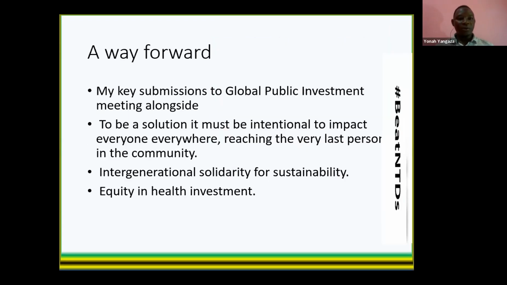Straight away, my key submission to the global public investment meeting is that, to be a solution, it must be intentional to impact everyone, everywhere, reaching the very last person in the community. Integration, solidarity for sustainability, and equity in health investment.